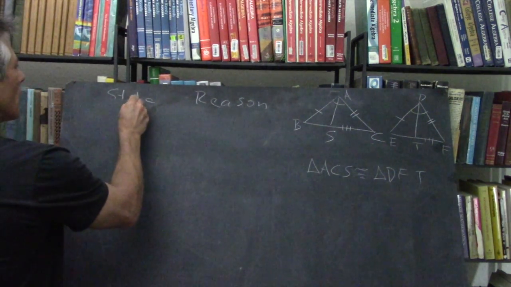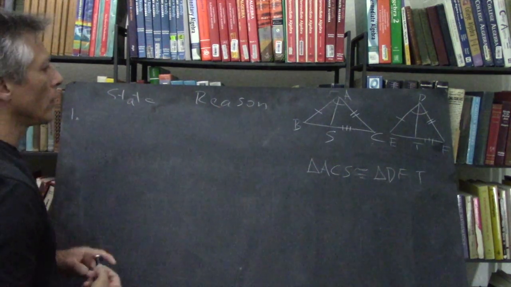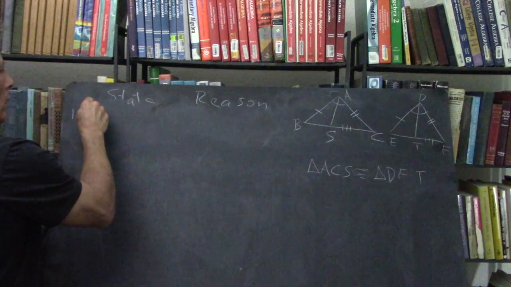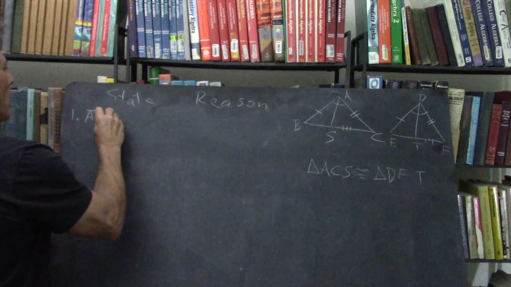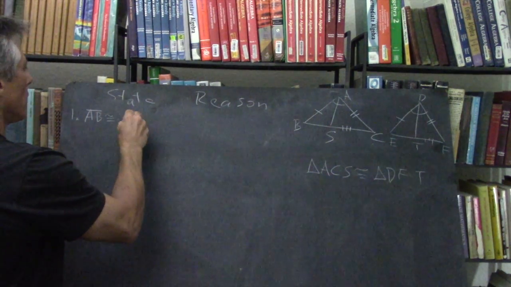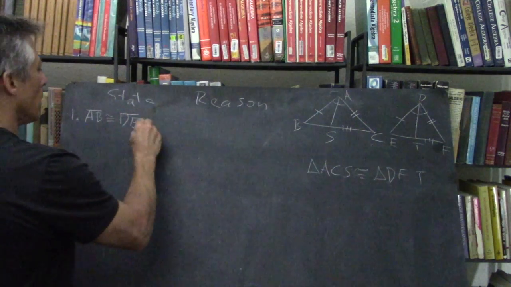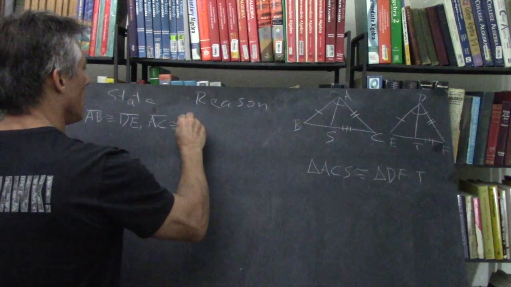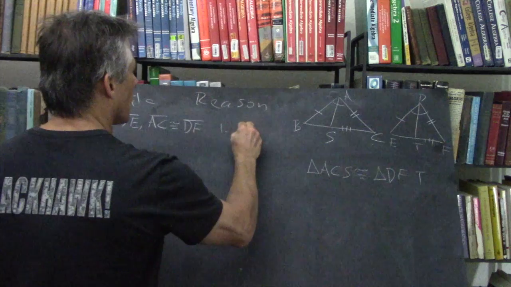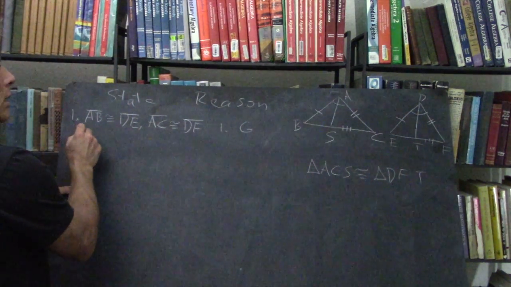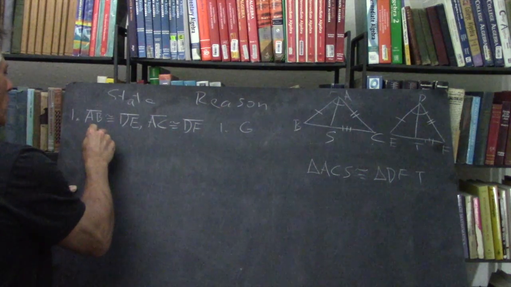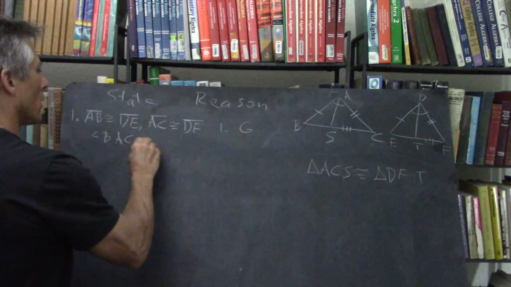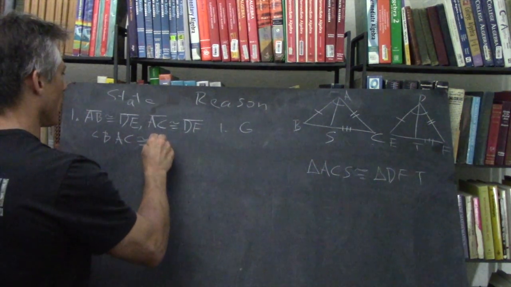So first of all, of course, we want to put our givens. We've got AB congruent to DE and AC congruent to DF. That's given. And angle BAC congruent to angle EDF.